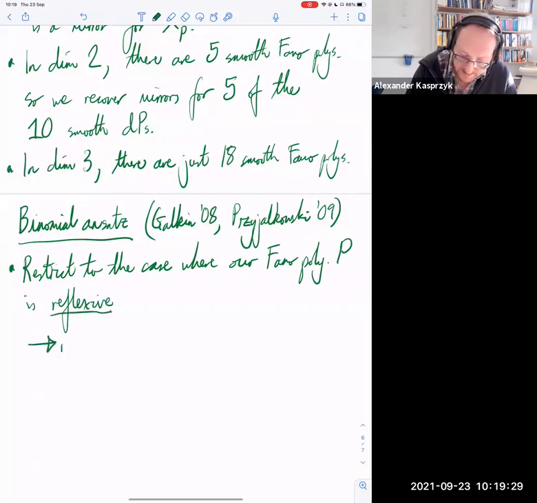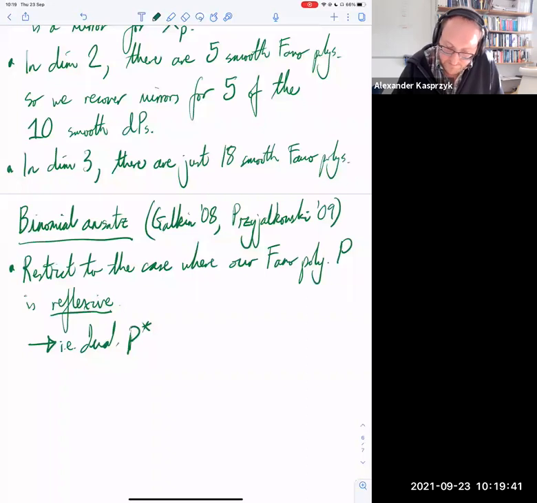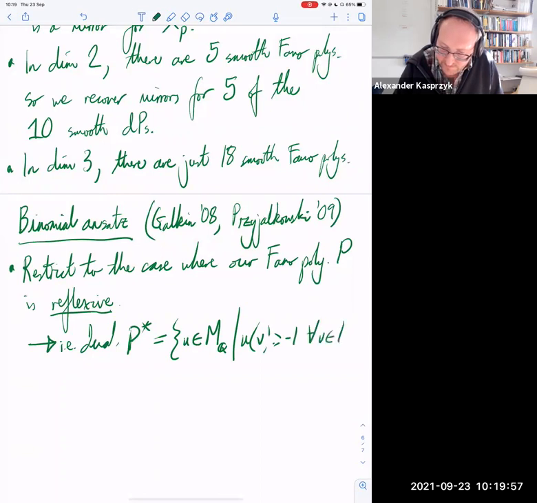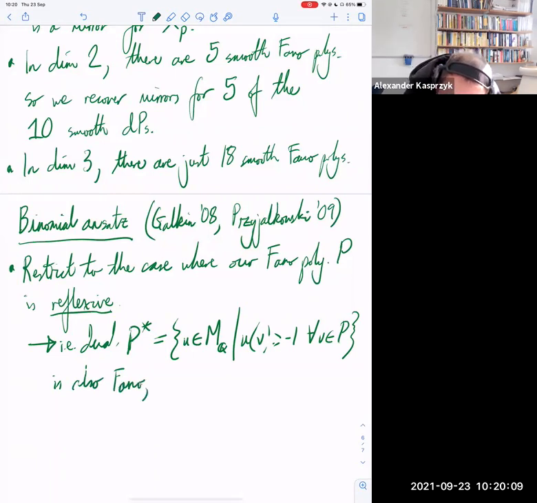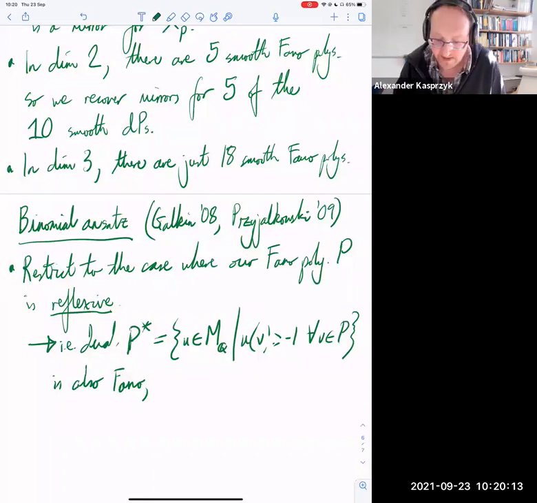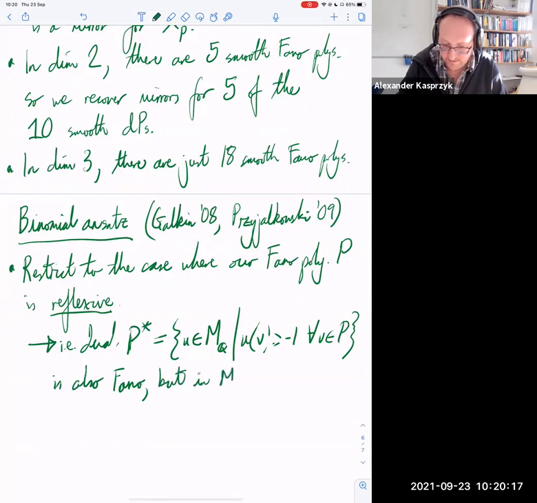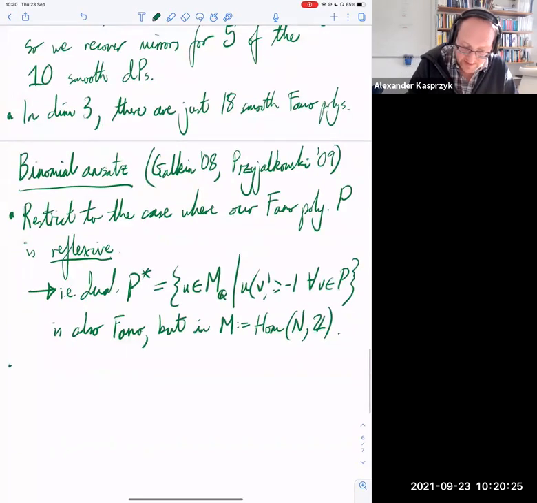What does that mean? Well, it just means that the dual polytope, which is defined to be all those points in the dual lattice which evaluate greater than or equal to minus one, is also Fano, but in M. Okay, great. So this works best in dimension 2.